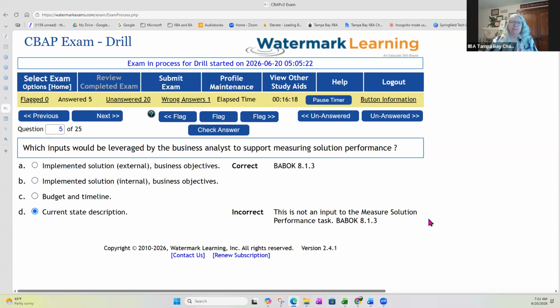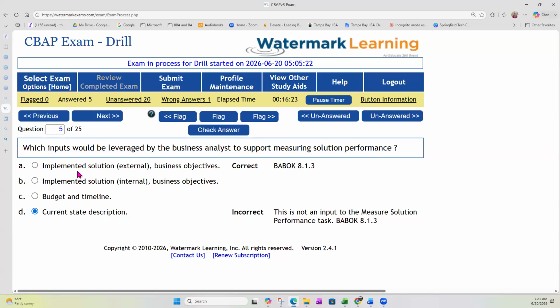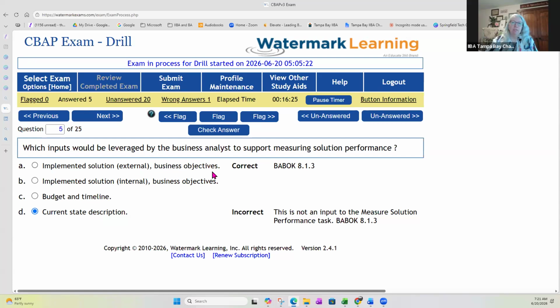Let's test it. So this one is not an input. The 2 inputs are the implemented solution external and business objectives. Let me talk about implemented solution external in the BABOK. We cannot figure out why they call it external, but it is the implemented solution external that they use. It never says an implemented solution internal. I don't know why they call it external at all, but that is the input, with business objectives, into measuring the solution performance.